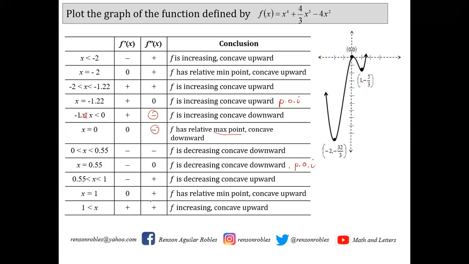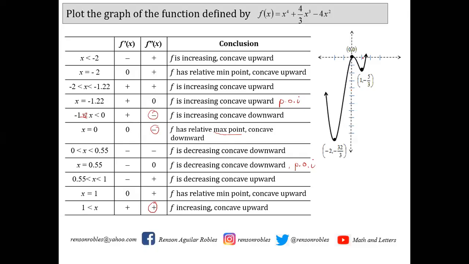Relative minimum point because f prime of x is 0 and f double prime of x is positive, and it's concave upward because f double prime of x is positive. And finally, whenever x is greater than 1, f prime of x is positive, f double prime of x is positive, and f is increasing and concave upward since this is positive. And that is confirmed by the graph that we traced earlier.